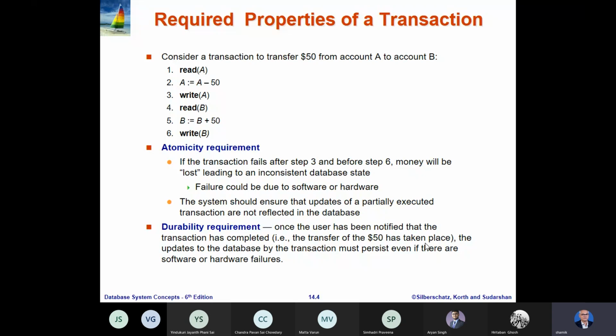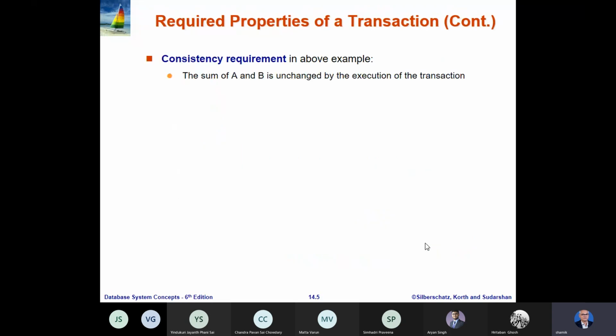So that property which ensures that once everything has been updated properly and I get a message typically, this durability property, or the durability requirement, means that I don't have to do it again.